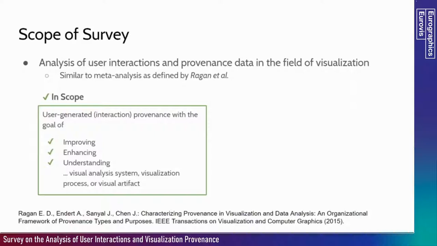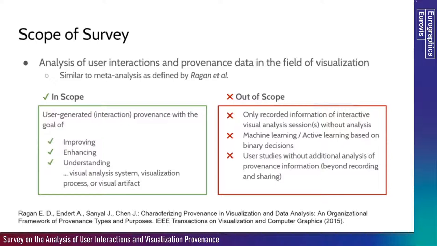We define only recorded information of an interactive visual analysis session without any further analysis as out of scope. Also, sophisticated machine learning or active learning approaches based on binary decisions are not within our scope because they do not take the meta-analysis into account. We also do not include user studies that collect user-generated data and work on collaborative sense-making if there is no additional analysis of the provenance information beyond recording and sharing.